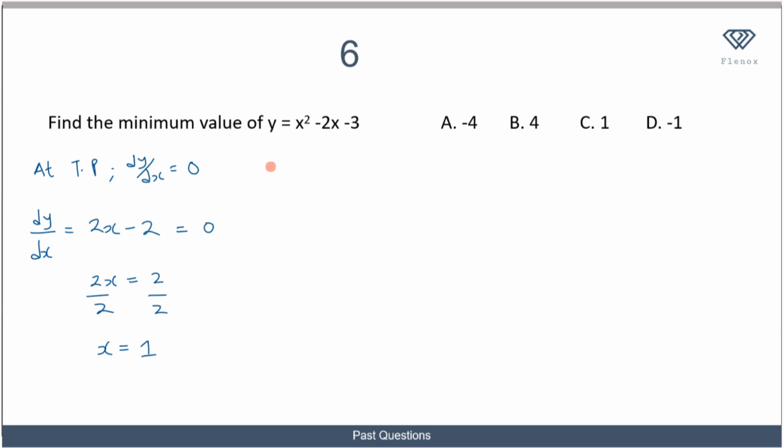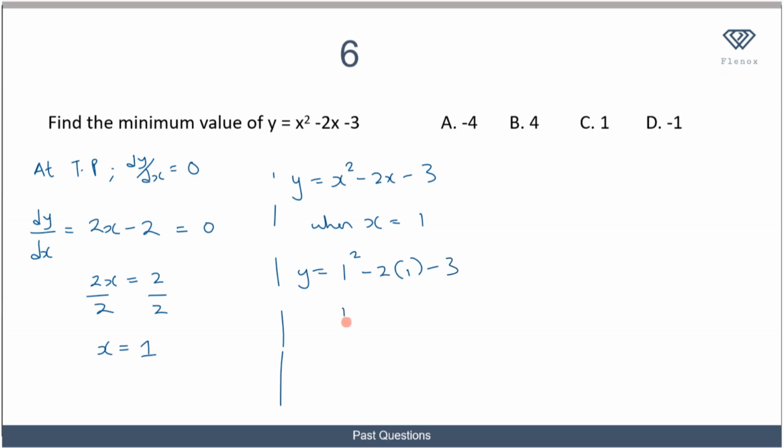So now to find the minimum value of y, we just substitute it into this expression. So my y, we are told, is equal to x squared minus 2x minus 3. So when x is equal to 1, and we have found x to be 1 at the minimum point, my y value becomes 1 squared minus 2 into bracket 1 minus 3, and that becomes 1 minus 2 minus 3, which is equal to minus 4. So at the minimum point, x is equal to 1 and y is equal to minus 4.